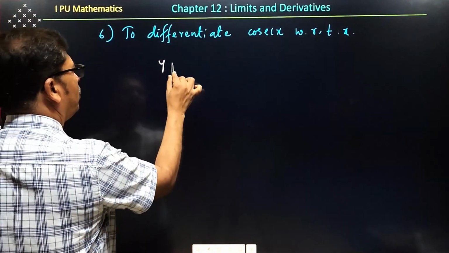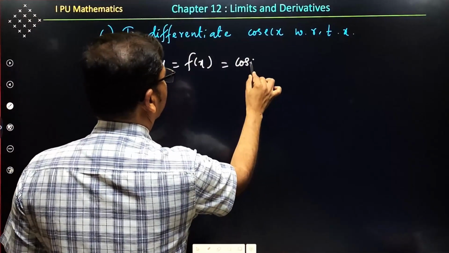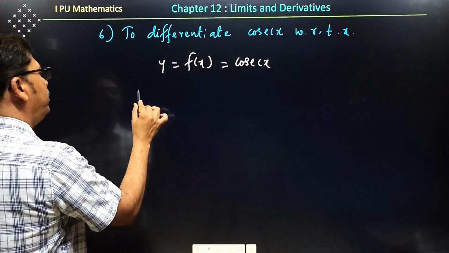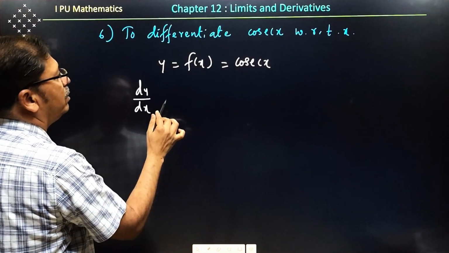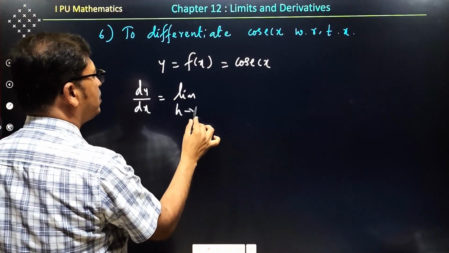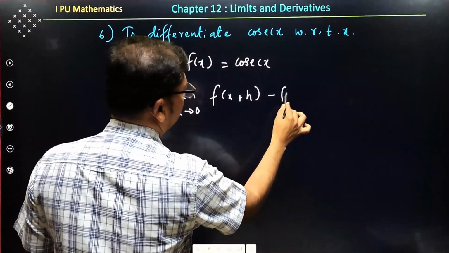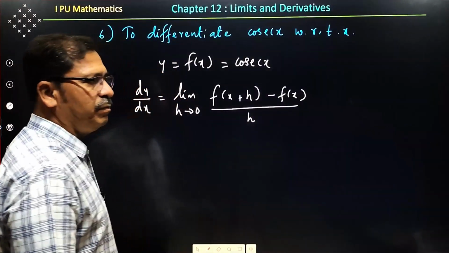Take y is equal to f of x, which is equal to cosec x. Now, by definition, dy by dx is equal to the limit as h tends to 0 of f of x plus h minus f of x, whole divided by h. This is your basic definition.